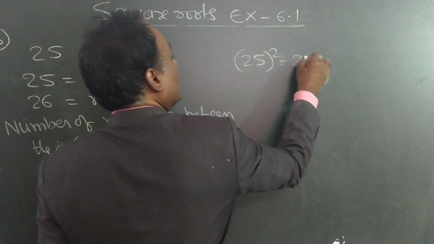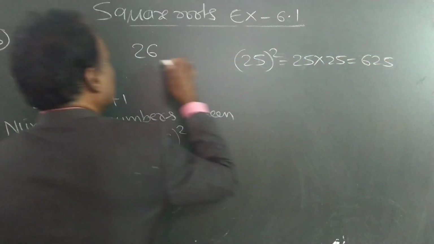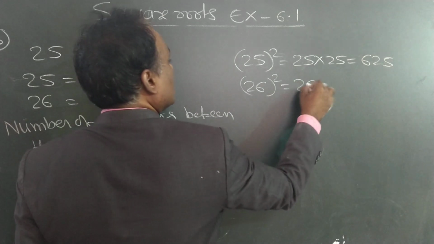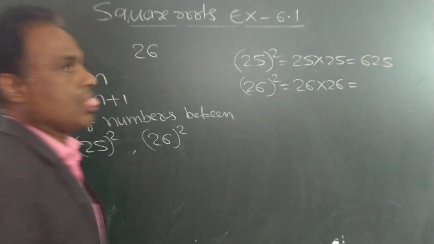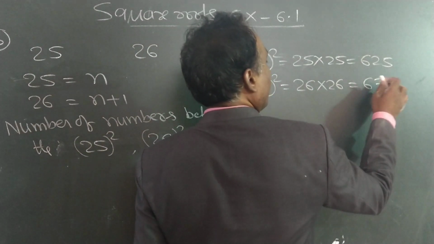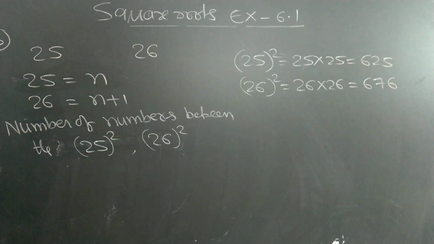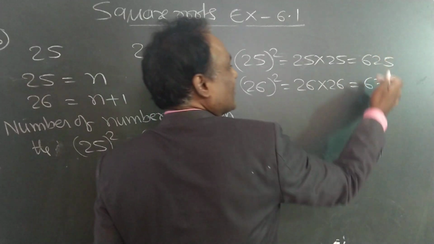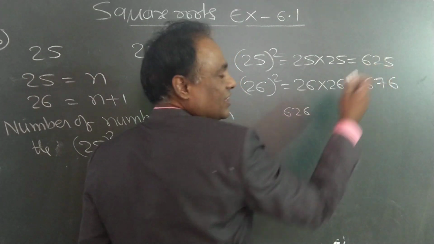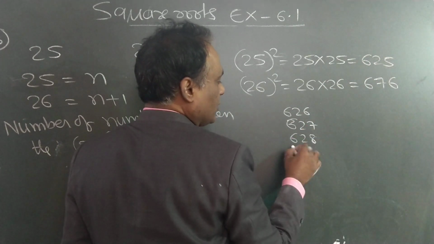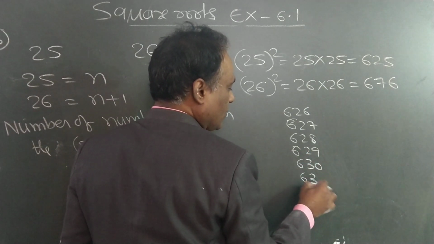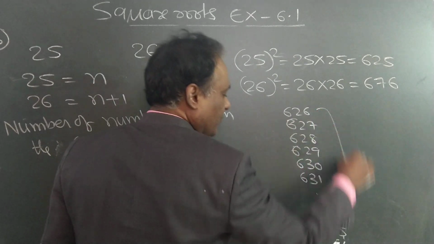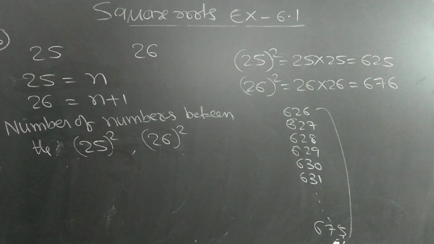25 square is 25 into 25, 625. 26 whole square is 26 into 26, which is 676. In between these, how many numbers are there? 625, 676. Between them, 626 is one number, then 627, 628, 629, 630, 631, like that, up to 675. How many numbers are there between those two? Can you tell?